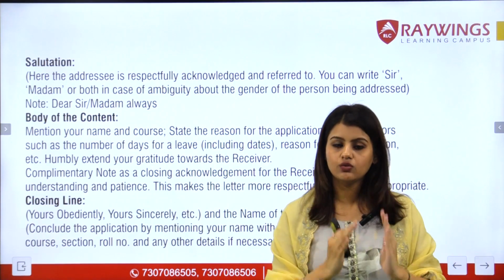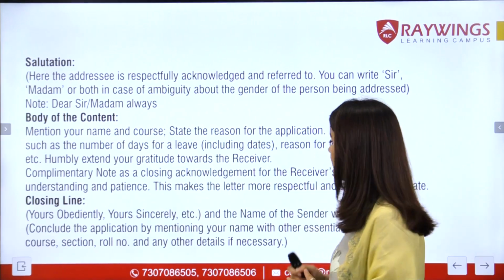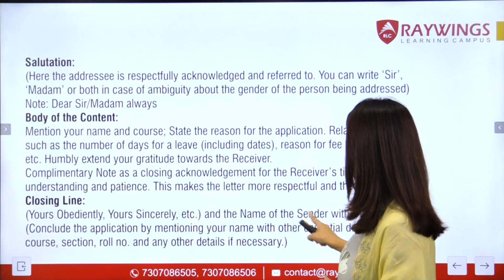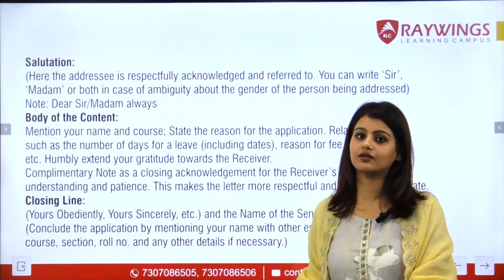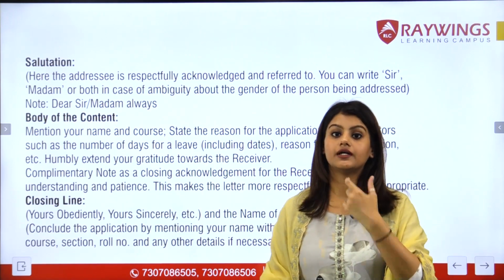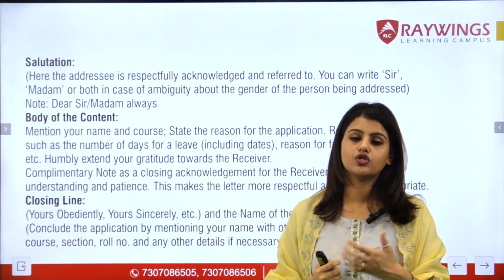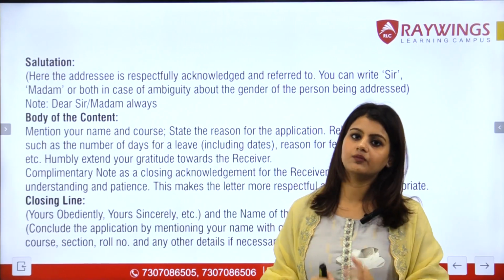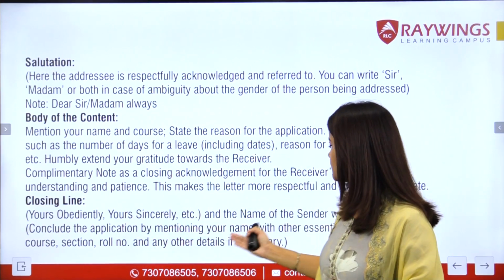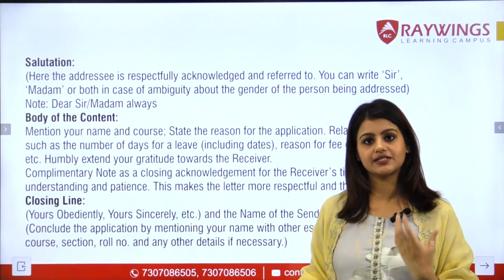After that, on a new line, from the left side again, you will write down yours obediently or yours sincerely. Then in the next line, again left aligned, you will write down your name, the name of the person who is sending the letter. Under that, you will write down the details. For example, under the name, on the next line, you can write your course name or your roll number. Then conclude the application by mentioning your name with other essential details like the course, section, roll number and any other details if necessary, right?